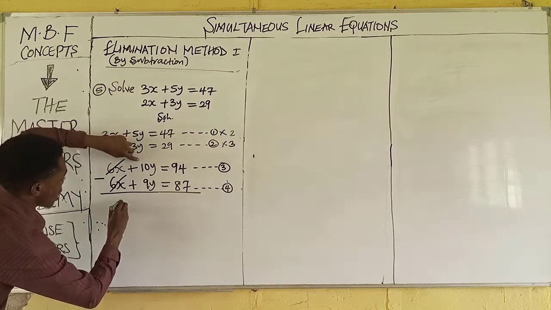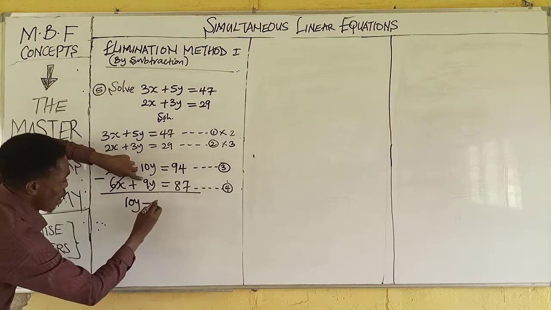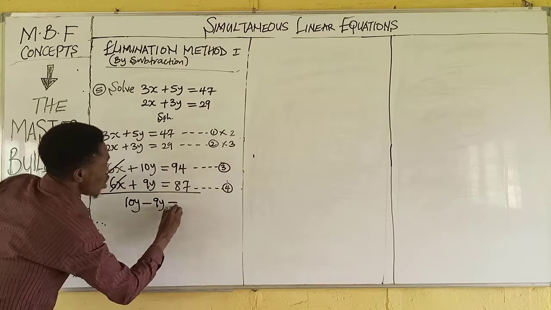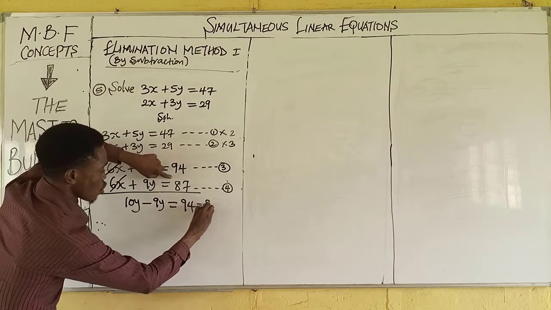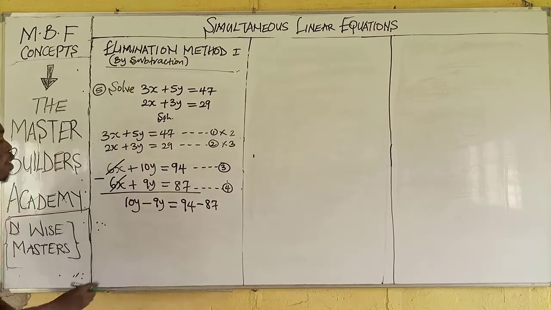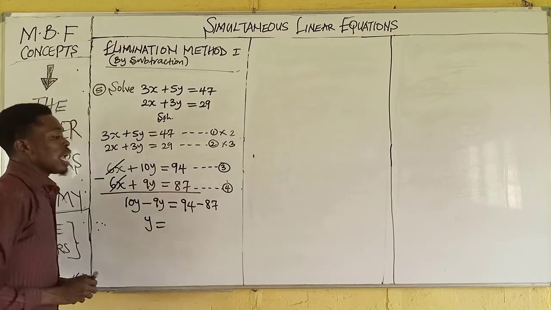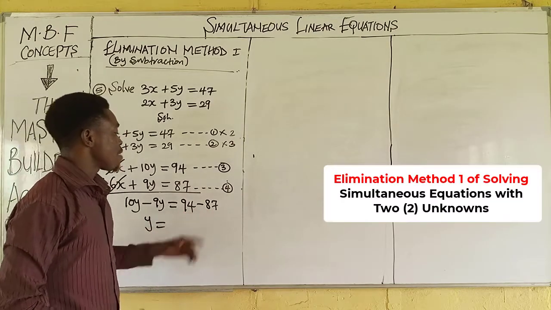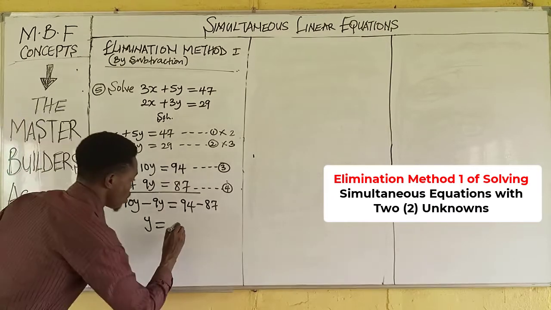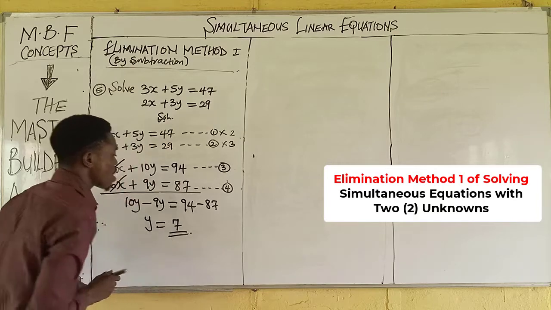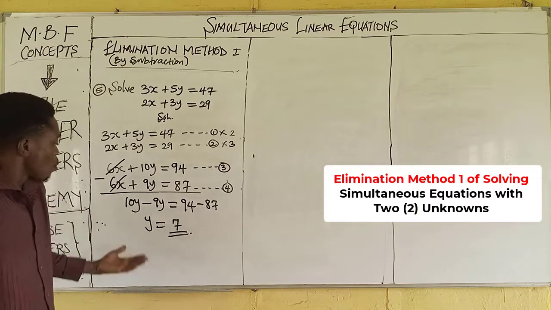So I'm going to have this as 10y, minus, which is this negative sign I introduced, 9y, because this is positive. Then equal to, I will come to the first equation, which is 94. Then minus, which is this minus I introduced, this other one here. It's as simple as this. Now, when I remove 9y from 10y, we are going to have 1y. Now, when we equally remove 87 from 94, this would have given us 7. So the answer to y is 7. We are done with this. You see that elimination method in some cases is very short. So we are done obtaining the value of y.